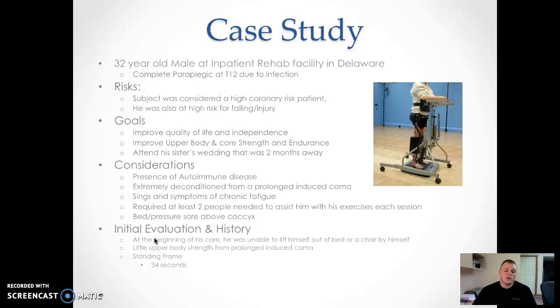So his goals were to improve quality of life and independence, improve upper body and core strength, and he wanted to attend his sister's wedding that was 2 months away. We discussed his autoimmune disease, and he was extremely deconditioned from the induced coma and was fatigued constantly.